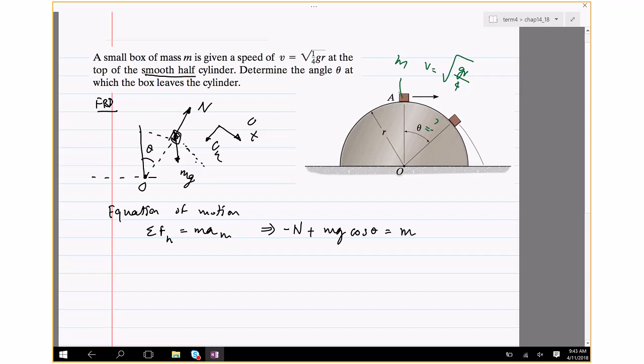This is something which is in the formula sheet, right? Let's assume that this is instance 1, and when it leaves it's instance 2. So I'm going to write this as v2 square divided by the radius, right? This is the acceleration of the particle.